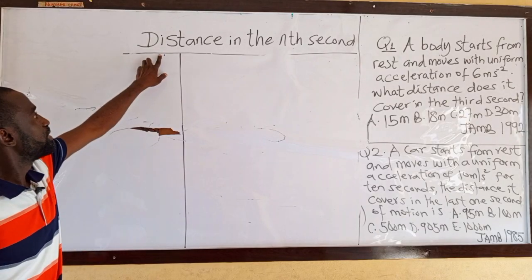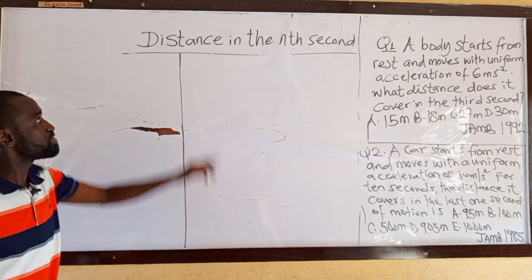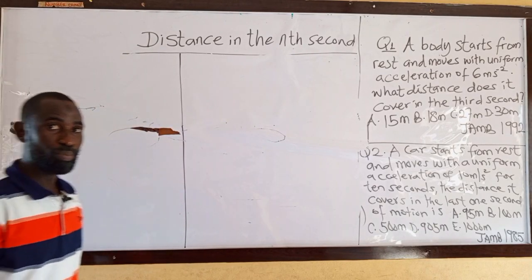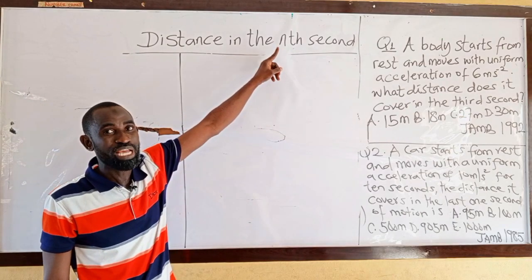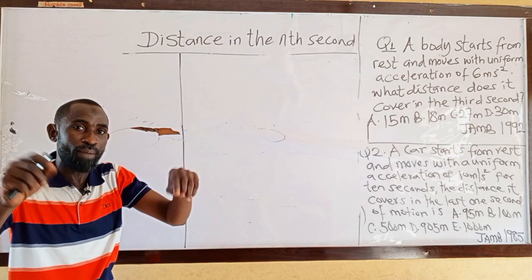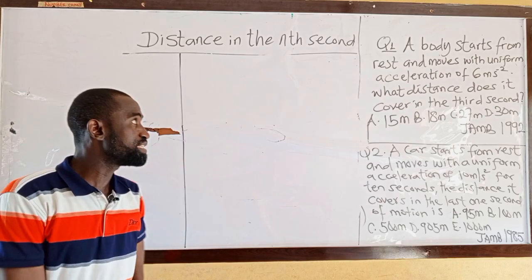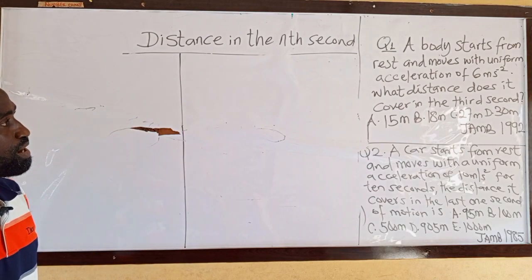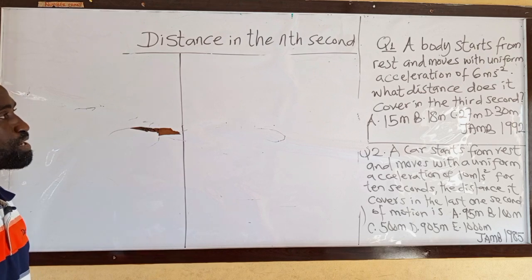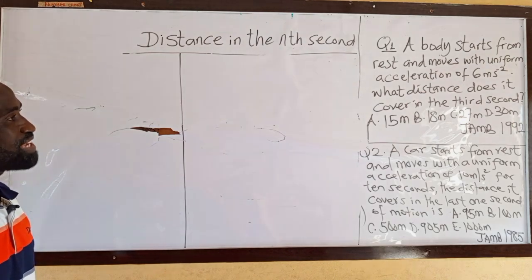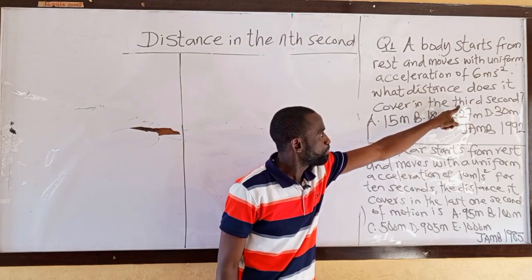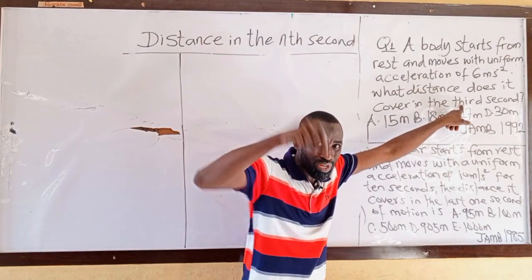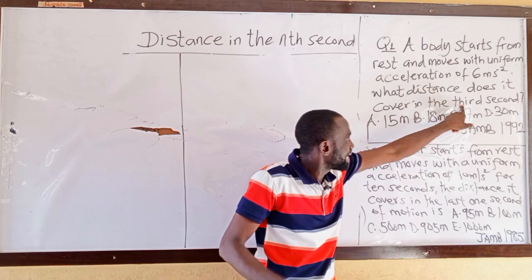To get the formula for the distance covered by a body in the nth second. This n is what now? A particular position. Look at the question we have here: when it starts from rest and moves with uniform acceleration of 6 meters per second squared, what distance does it cover in the third second? A particular time, the third second.